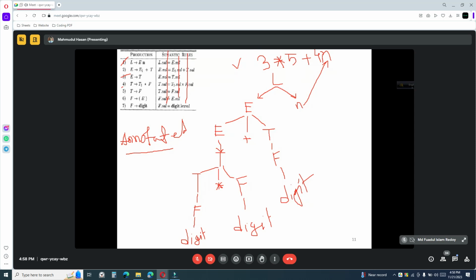Okay, so 3 into 5 plus 4. If you think about the lexical analysis phase, just think about the lexical analysis phase. In the lexical analysis phase, this one is a lexeme, this one is a lexeme, this one is a lexeme, this one is a lexeme, and this one is a lexeme, is it? Yes, sir.